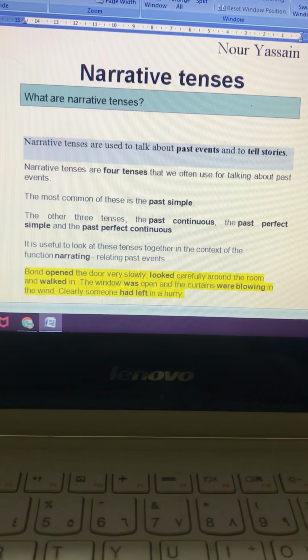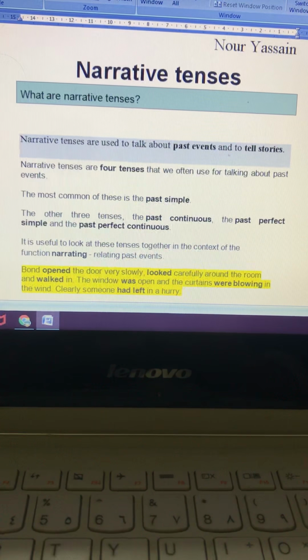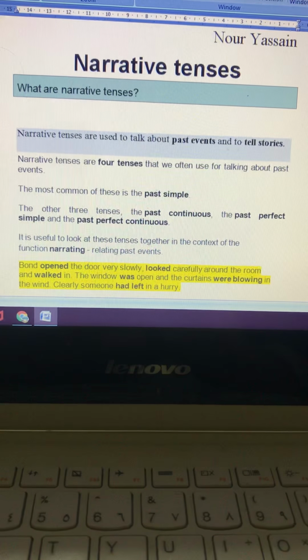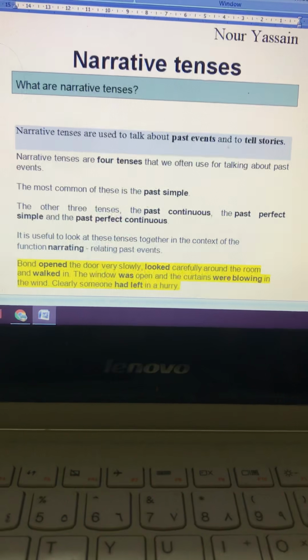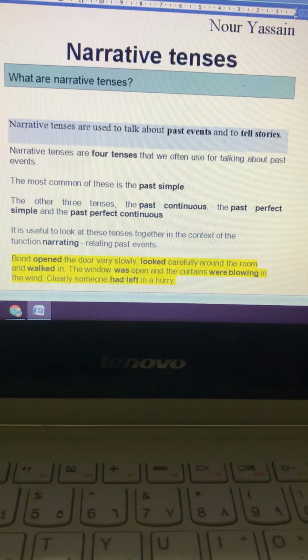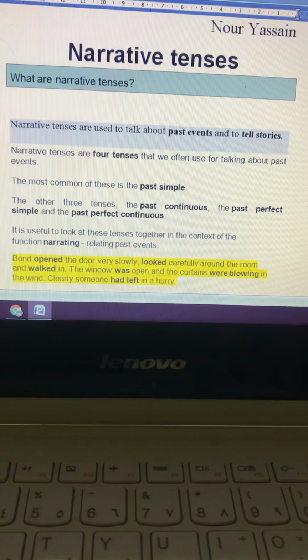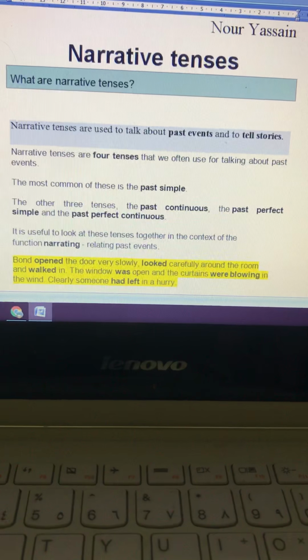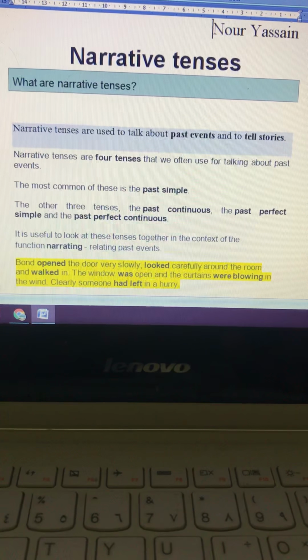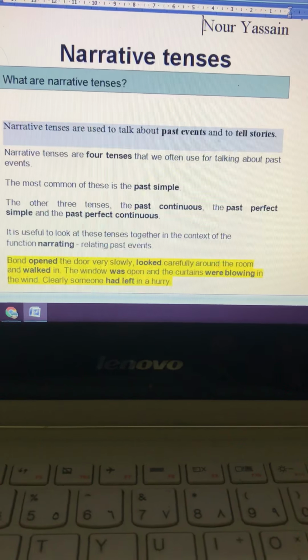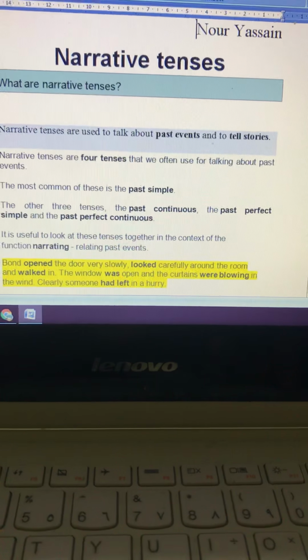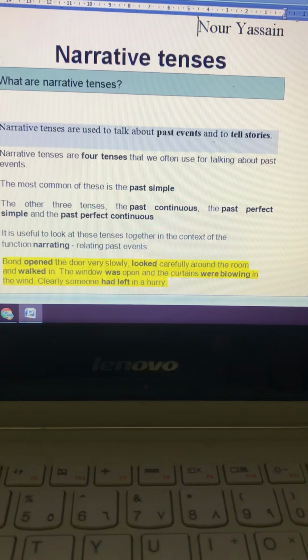What are the narrative tenses? Narrative tenses are used to talk about past events and to tell stories. It's not a coincidence that we have this kind of grammar in Unit 7, since we have already discussed Charles Dickens and some topics related to English literature. However, narrative tenses are four tenses that we often use for talking about past events.